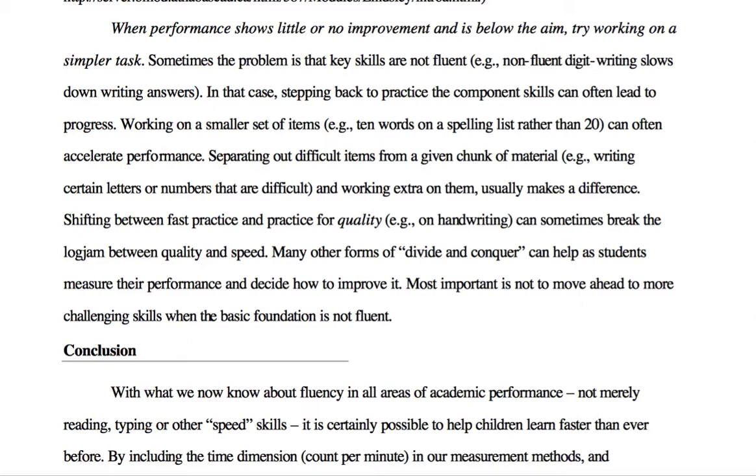Shifting between fast practice and practice for quality, for example, handwriting, can sometimes break the logjam between quality and speed. Many other forms of divide and conquer can help as students measure their performance and decide how to improve it. Most important is not to move ahead to more challenging skills when the basic foundation is not fluent.